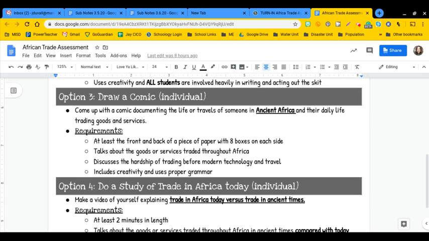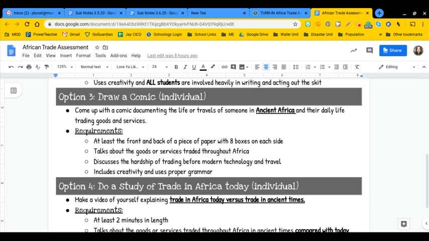It needs to include both trading and traveling. So to signify different time, you could write at the top of one of your boxes 2 weeks later or a month later or something like that to show how long time has passed.